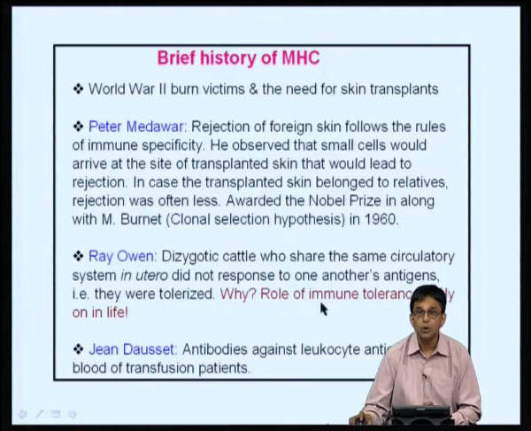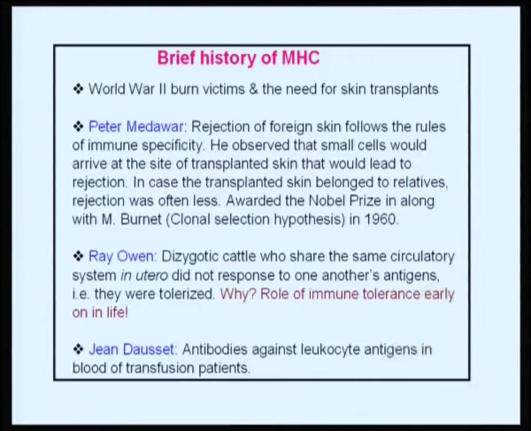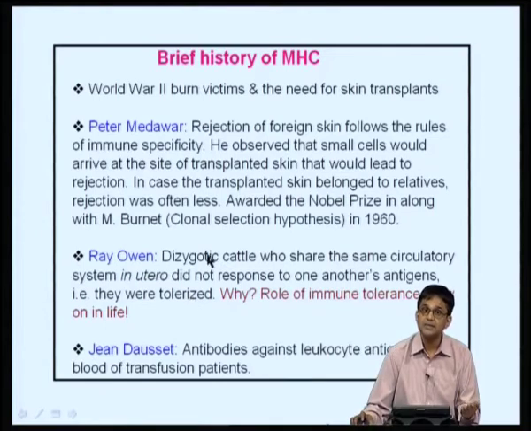And this was because of the role of immune tolerance. So one gets tolerized very early on during development. If our immune system sees something very early on, then you get tolerized, and this lasts a lifetime. And Ray Owen's work was very important for Peter Medawar to put together his laws of transplantation, and this is very important in understanding this aspect.